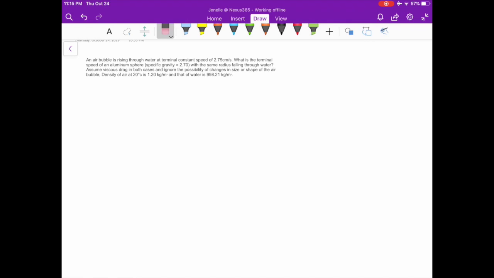An air bubble is rising through water at a terminal constant speed of 2.75 centimeters per second. What is the terminal speed of an aluminum sphere, specific gravity equals 2.7, with the same radius falling through water? Assume viscous drag in both cases and ignore the possibility of changes in size or shape of the air bubble. Density of air at 20 degrees Celsius is 1.2 kilograms per meter cubed, and that of water is 998.21 kilograms per meter cubed.